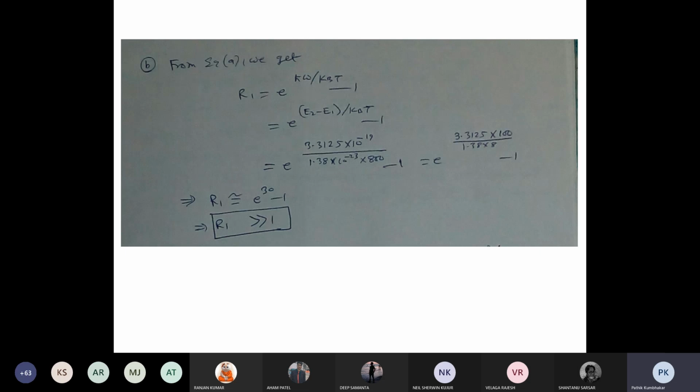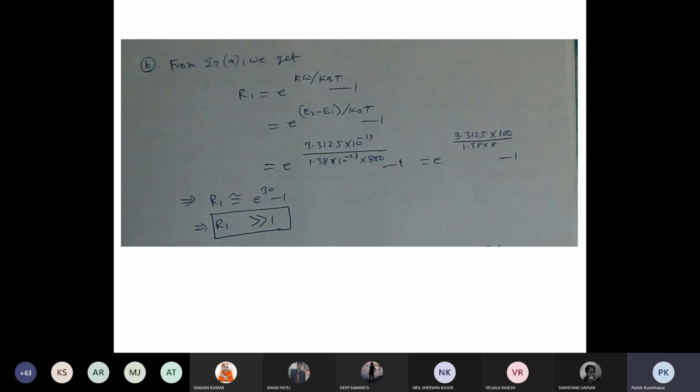Now if you substitute and do the calculations, you must do the calculation by yourself, otherwise you will forget. The calculations are done here, but you must do them with your own hand. It comes out to be of the order of e to the power 30, and the value of e is nearly 2.7.